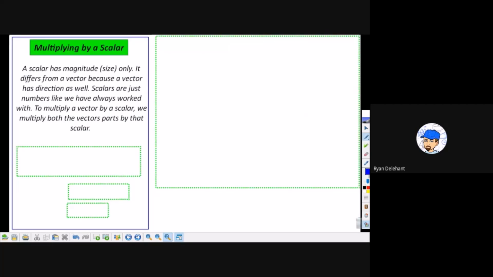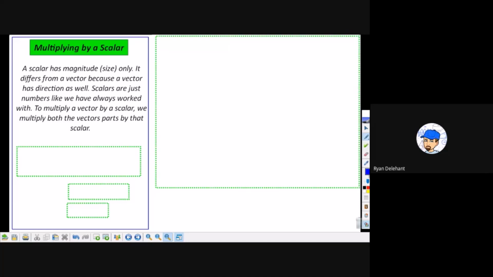Multiplying by a scalar. So first off, I've talked about scalars 3 times. Don't think I've defined it, okay? When you hear the word scalar, it relates a little bit to a vector. A scalar only has magnitude or size. The difference from a vector is that a vector has direction as well. It has an X and a Y component to it. Scalars are just numbers like we've always worked with: 7, 12, negative 36, just a single number, integer, rational number, that ends up being just a scalar.